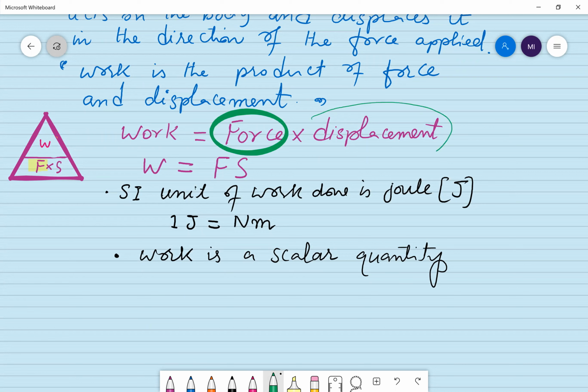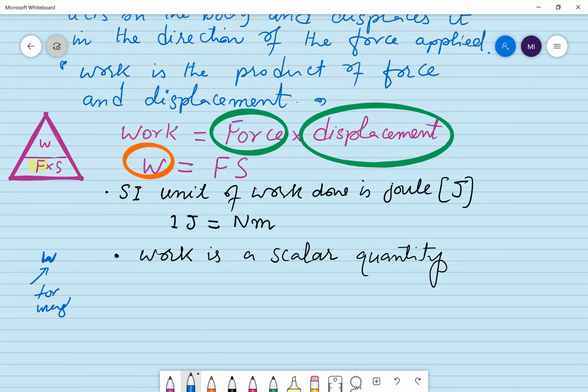Now look, there is a clear distinction between this big W and this small w. The small bold w is for weight, and the capital W is for work done. You should not confuse these. Work is said to be done when a force acts on a body and causes it to displace in the direction of the force.